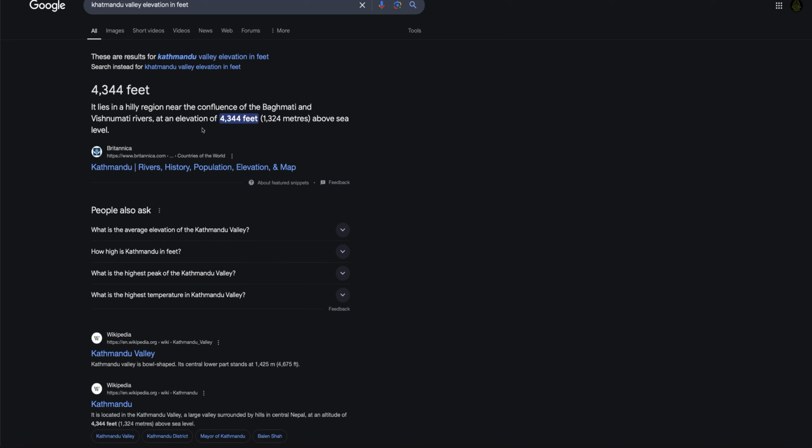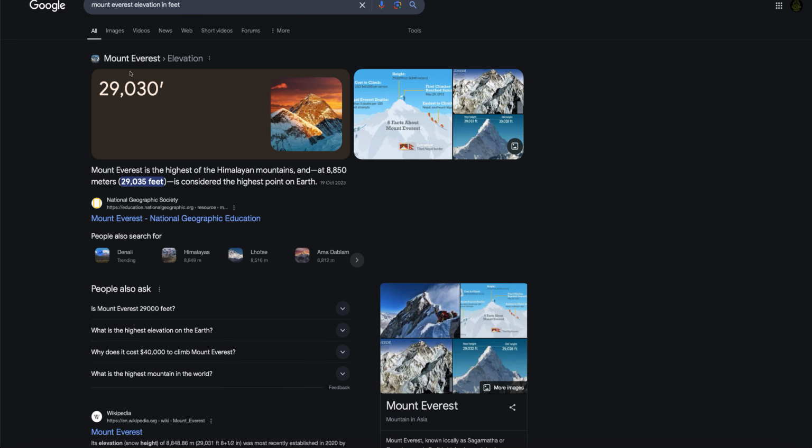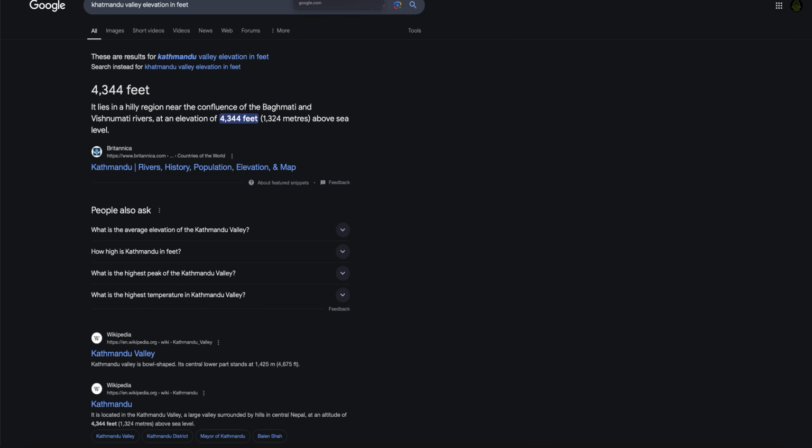So here we have the height of Kathmandu Valley. It's an elevation of 4,344 feet, 1,324 meters. Now I've seen a couple of different variations of the height, but it's all around that, so we're going to go with 4,344. It doesn't matter. And you have Mount Everest, which is 29,030 feet high. So you have two vertical elevations, which could only come from a horizontal plane. Once again, flat Earth.